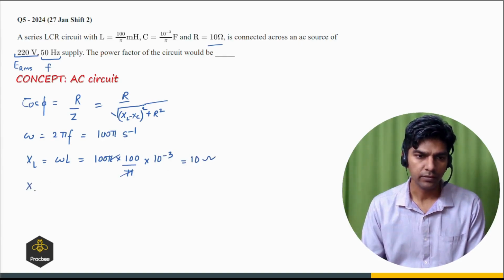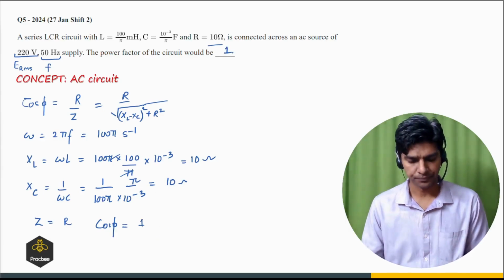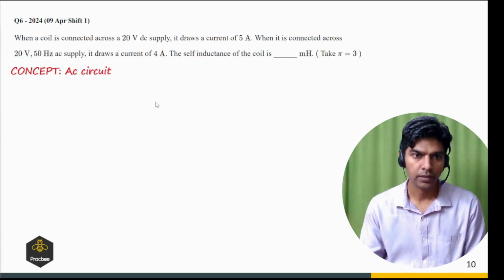Now if you want to find capacitive reactance, it will be 1 by omega C, which will be 1 by 100 pi, and C is given as 10 raised to power minus 3 by pi. So from this, it comes out to be 10 ohms. So XL and XC both are equal, so the impedance will be nothing but the resistance. Since it is resistance, we can say cos phi will be 1. So the answer will be 1 for this question. Right, so now let us see the next question.